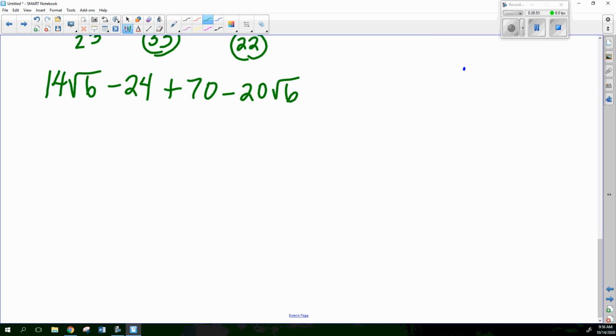All right, now I need to look for like terms. What am I going to be allowed to add together? All right, the stuff with the square root of 6 is considered like terms. What's 14 minus 20? Good. And we keep the radical. What about the other 2?